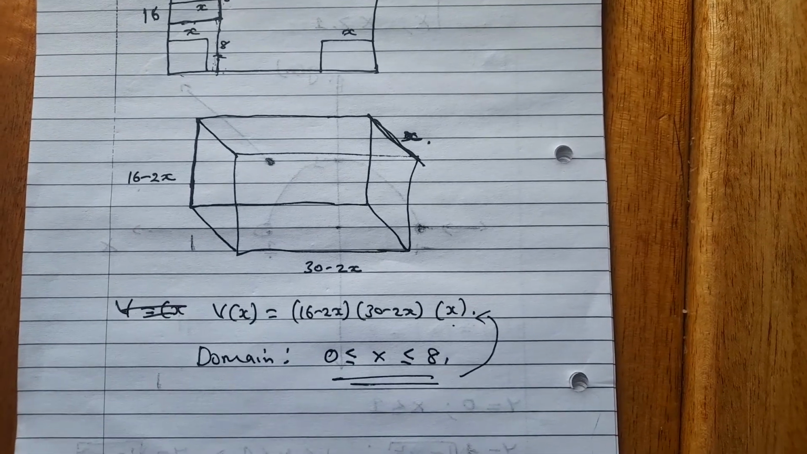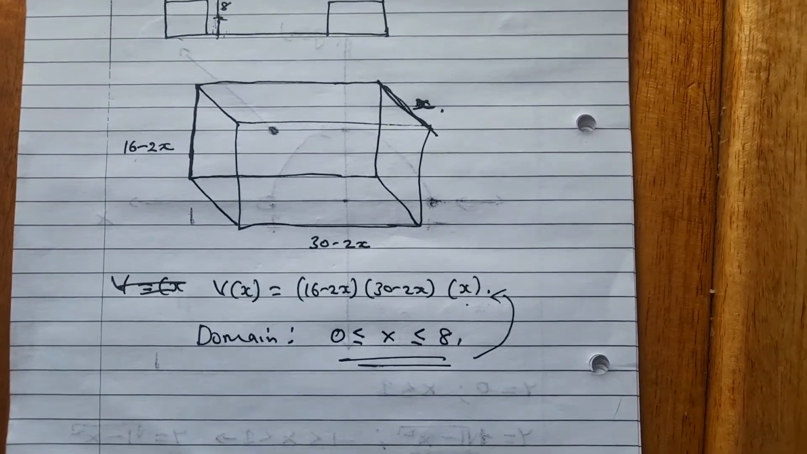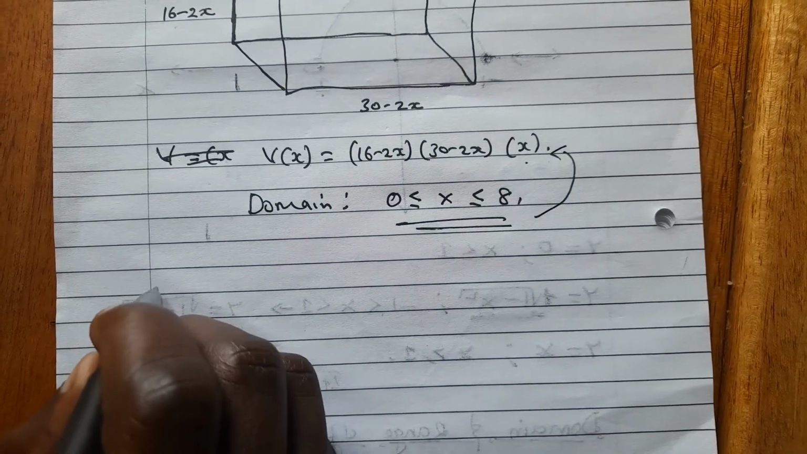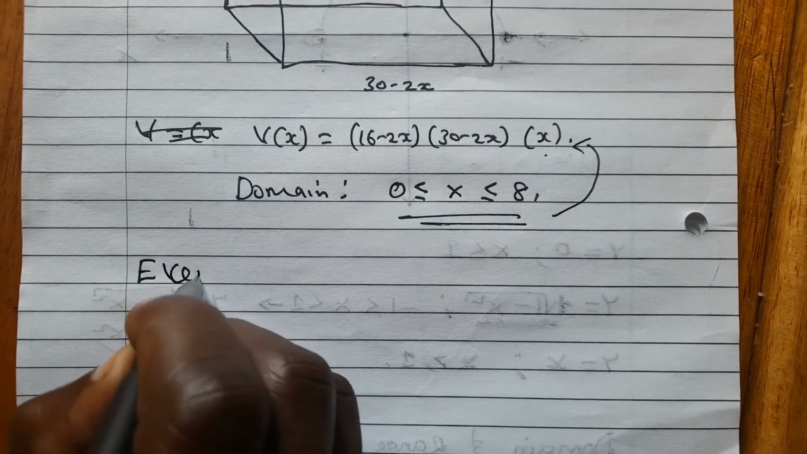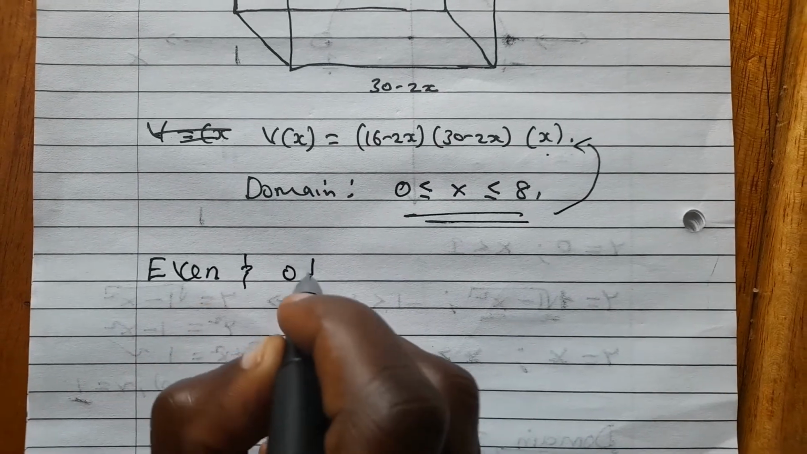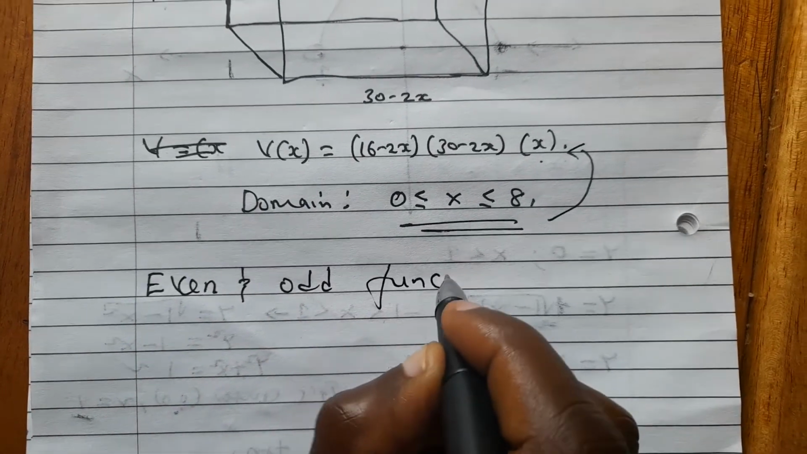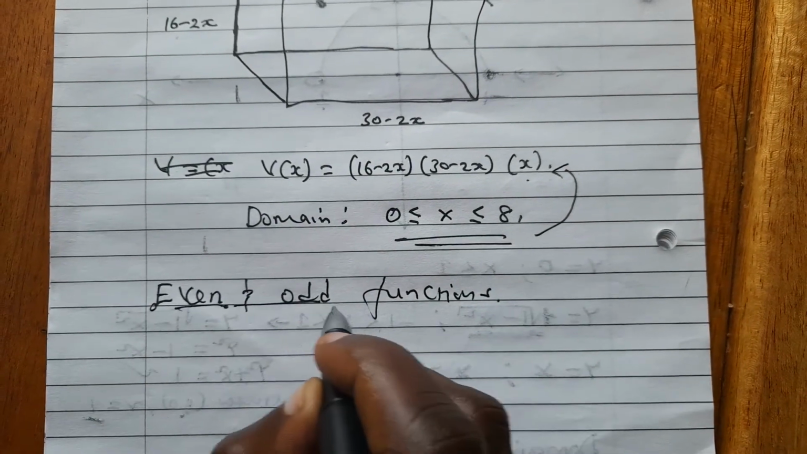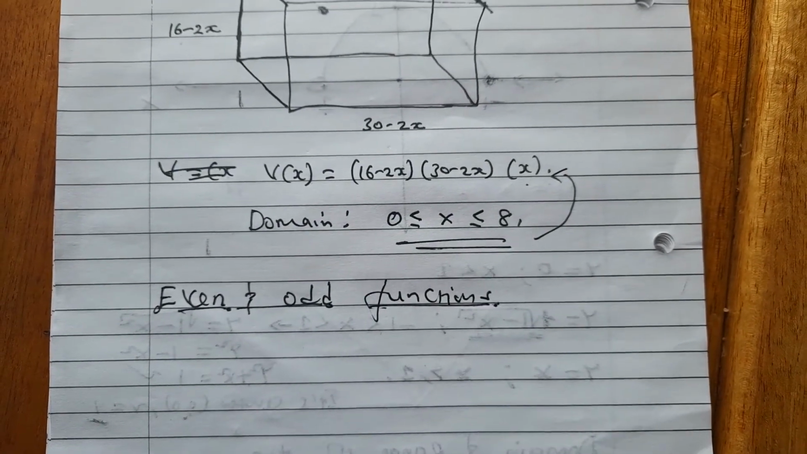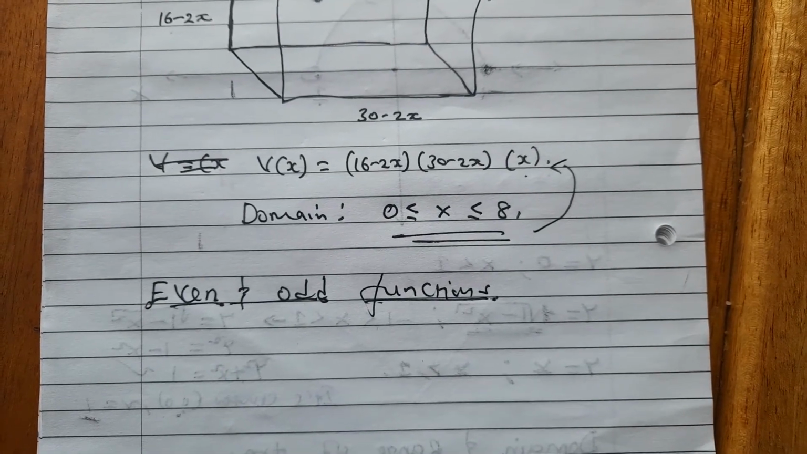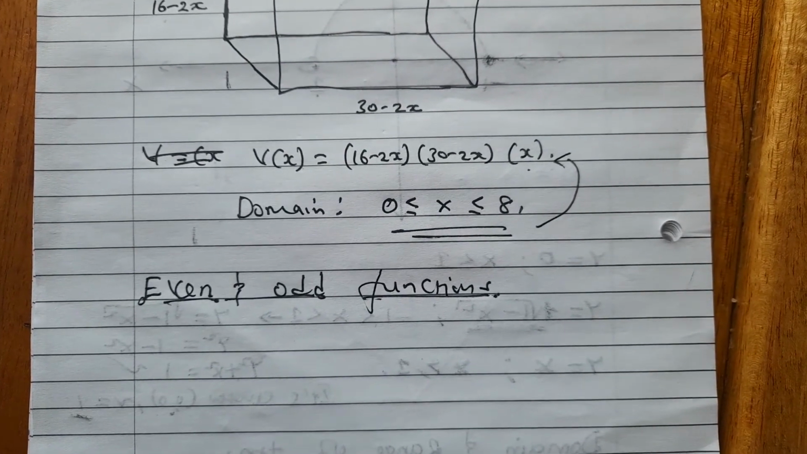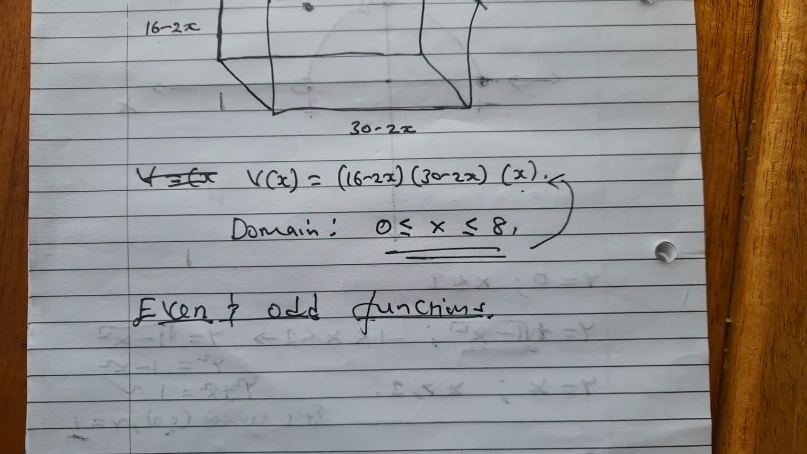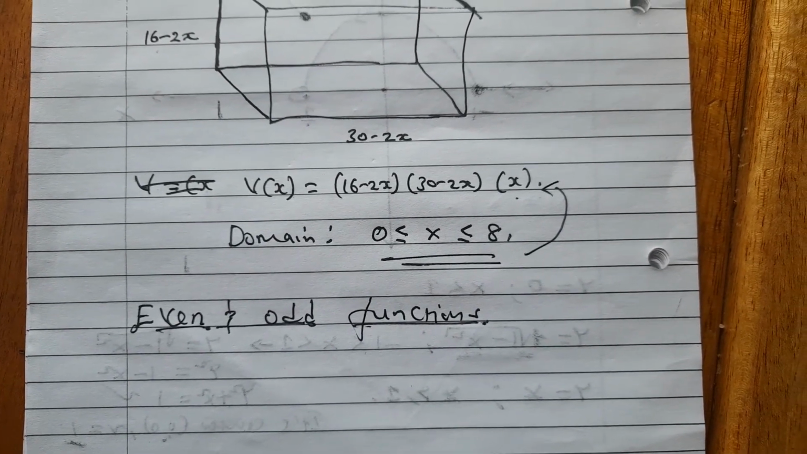Now, that marks the end of the domain and range tutorial. What we are going to discuss in the next tutorial is even and odd functions. When is a function said to be odd and when is a function said to be even? Suppose we are given a certain function, how do we determine whether that particular function is odd or even?